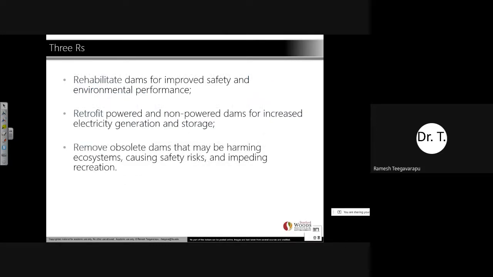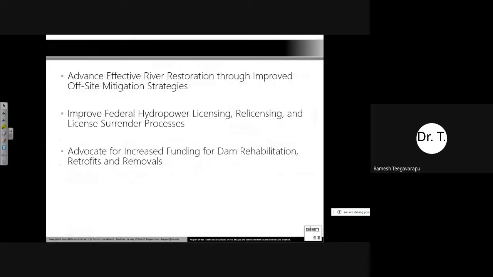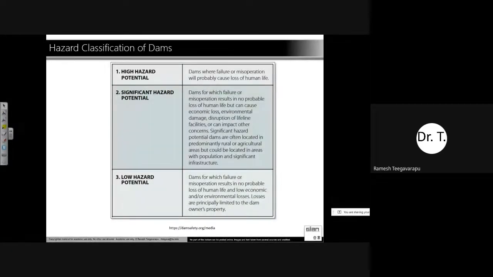So 3 things they are doing: rehabilitate, retrofit, and remove old dams. And then there have been agreements because there's more emphasis from the environmentalists as well as the reservoir management agencies, trying to see what amount of data is available, how much we can use alternative technologies. And of course, relicensing, licensing, and so on. These are very important because many of the dams in the United States are operated by private entities. And classification of the dams, depending upon high potential hazard, low hazard, and significant hazard.